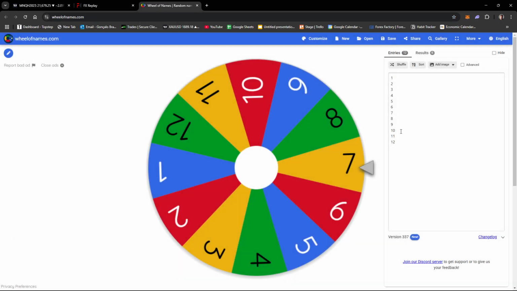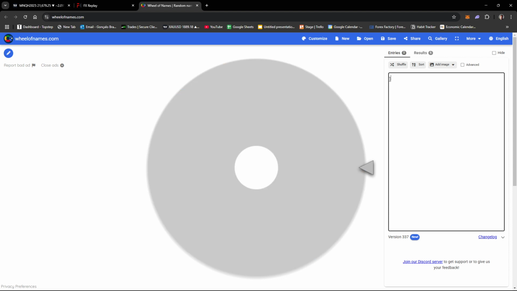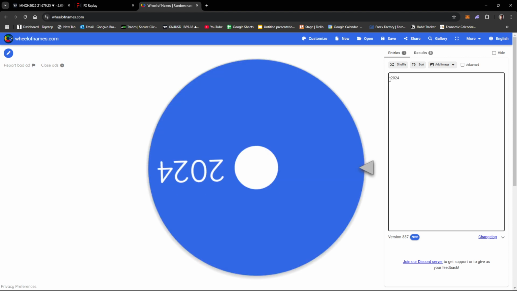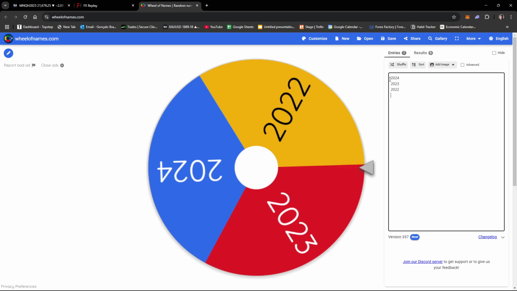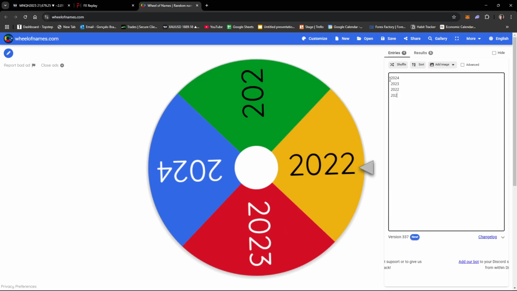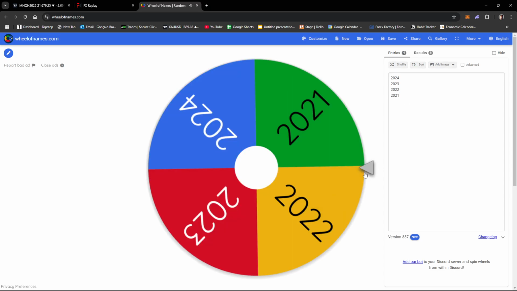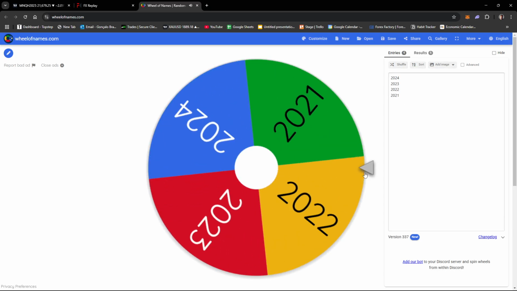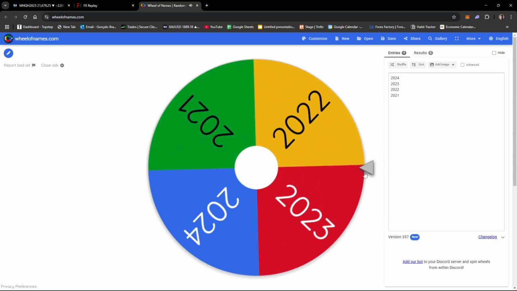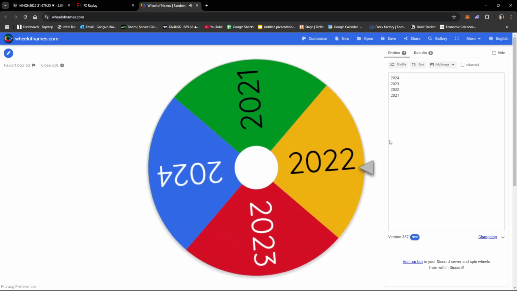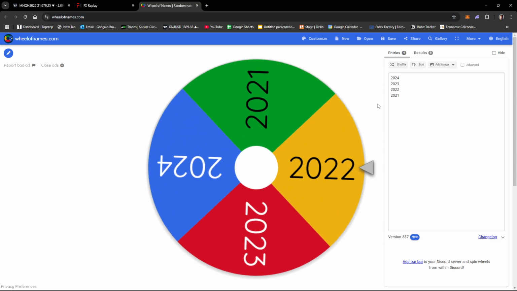So here is what we did before. Someone called me, so we're going to redo it. And all we're going to do is put 2024, 2023, 2022, and 2021. This will just make it fair. It will choose a random year for us to go and backtest. I don't want any cheating. Okay, so it looks like we're going to go back to 2022.